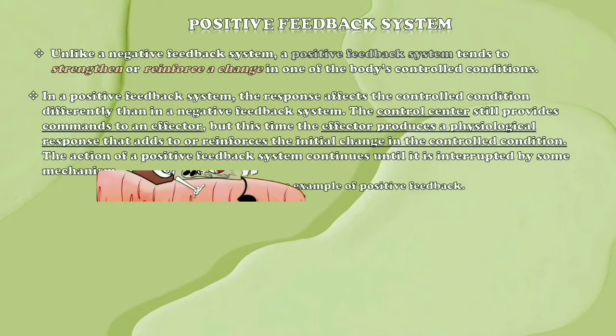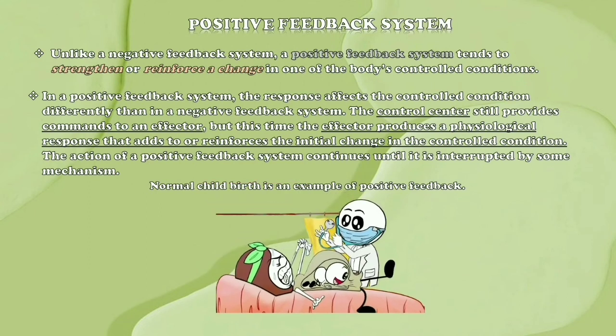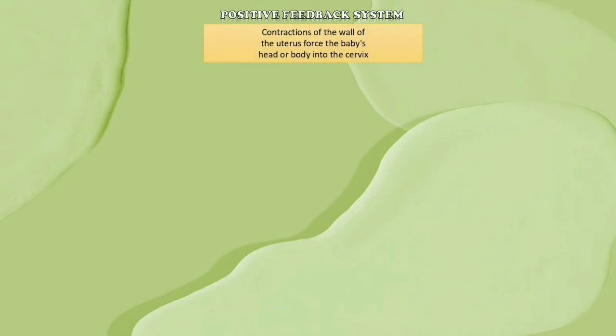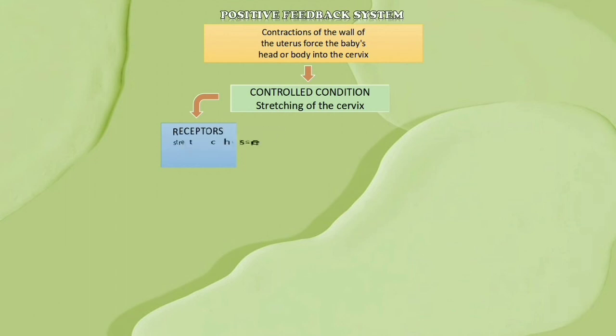Normal childbirth is an example of positive feedback. This is how the positive feedback system works within normal childbirth. The first contractions of labor, as the stimulus, push part of the fetus into the cervix, the lowest part of the uterus, which opens into the vagina. Stretch-sensitive nerve cells, known as receptors, monitor the amount of stretching of the cervix, the controlled condition.